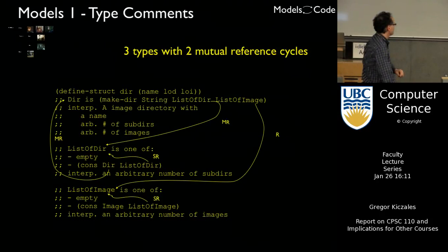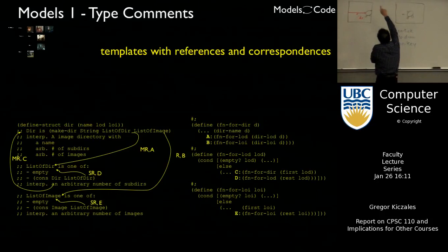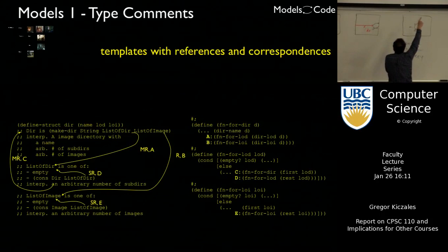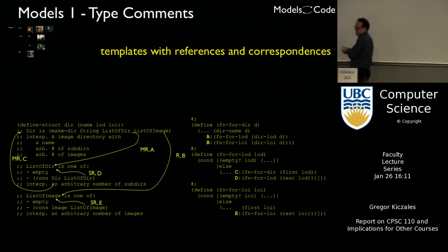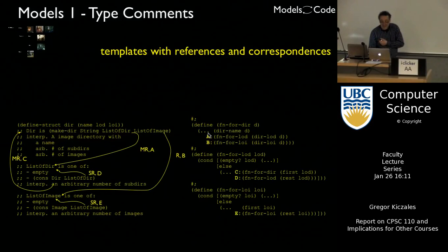So they do this reference analysis, and then what they do is they generate the template, and they establish a correspondence between each reference arrow and the function calls in the template. So, you know, this one here says, I'm sitting in a directory, and I need to go operate on its list of directories, that's here, the type system. In the templates, here I am operating on a directory. When I want to operate on its list of subdirectories, I need to call a function for doing that. And they set this correspondence up. We work quite hard on this.